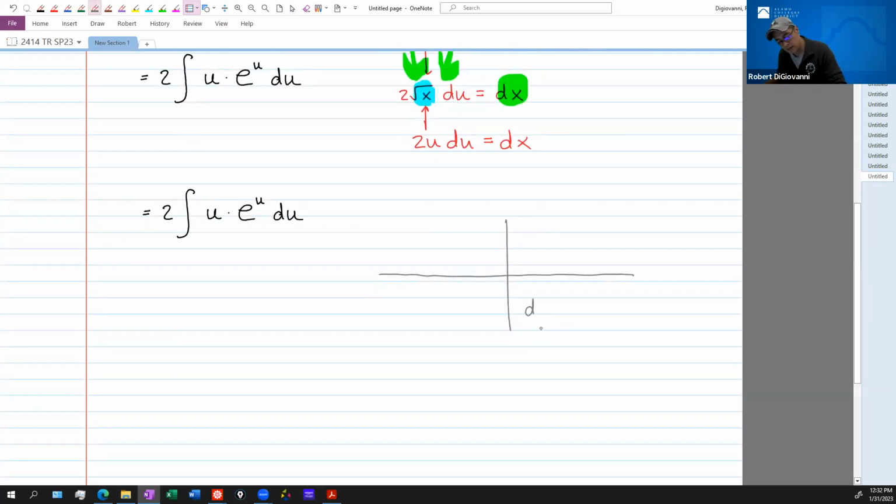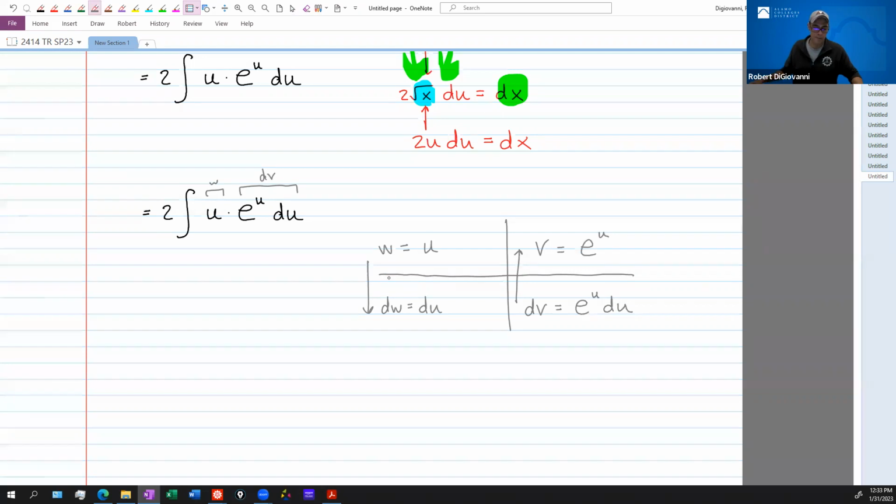So I can still call this dv, and then I can integrate up to v, but I can't use u again. I have to use a different variable. So I'm just going to make up a variable. This can be w. So I'm going to replace w with u, and this is going to be my dv. W is u, dv is e to the u du. And now I'm just going to play that same game. Differentiate down, integrate up. dw is du, and the antiderivative of e to the u is itself.